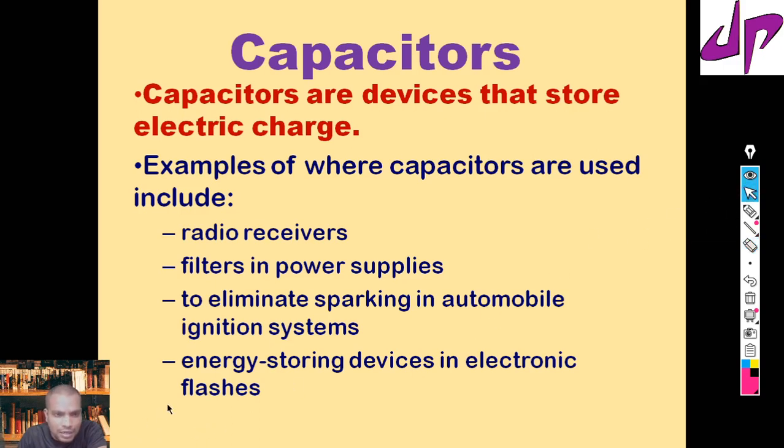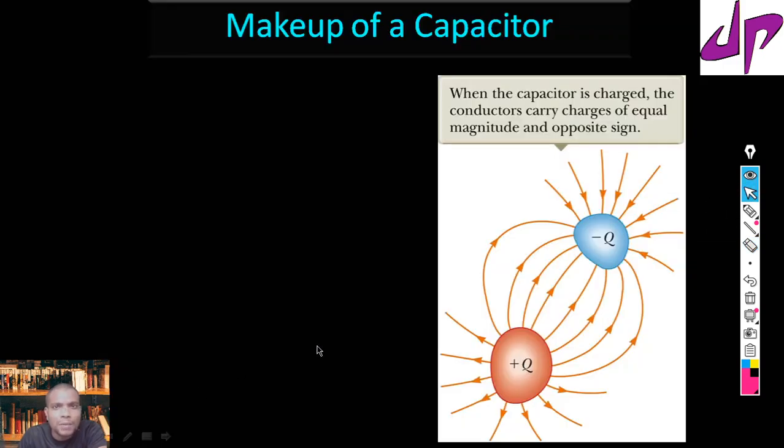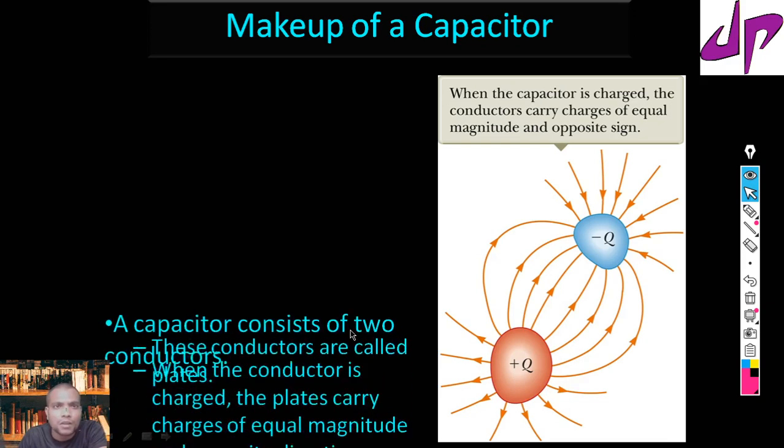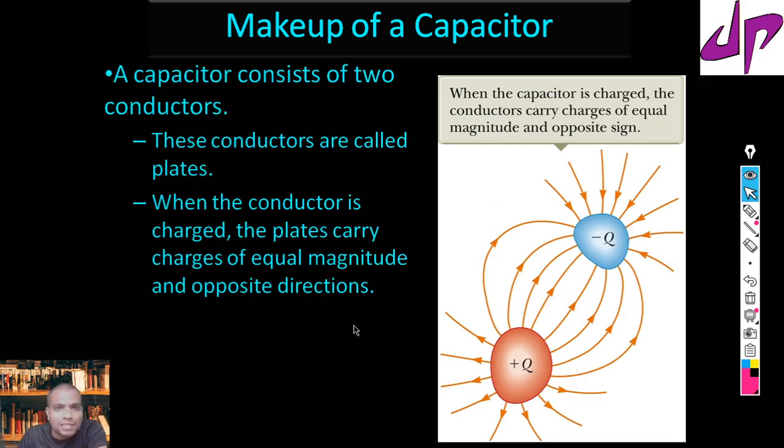Now let's understand in detail how to make a capacitor. What are the necessary things we need to construct a capacitor? A capacitor consists of two conductors. To construct a capacitor, we need two conductors, and these conductors are called plates. Two plates.